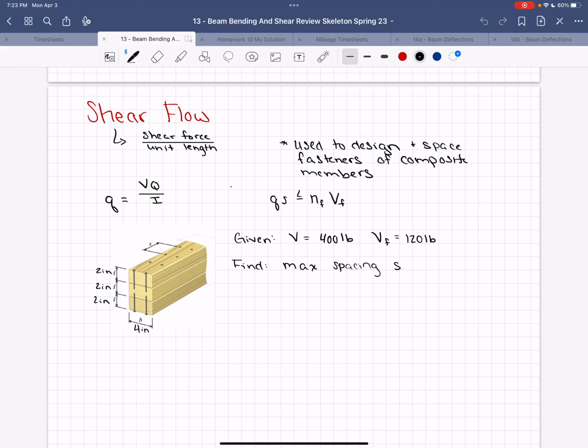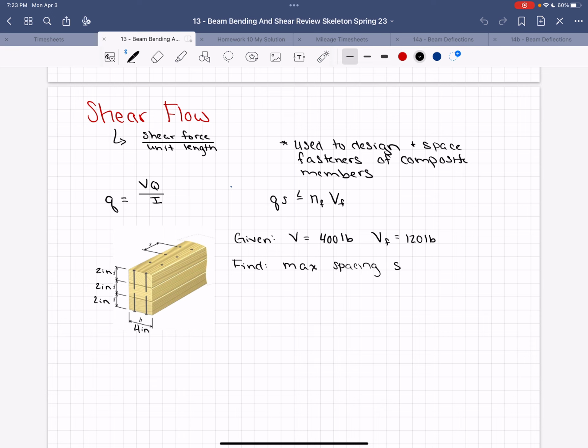Okay, so here's a shear flow example that I put in the beam bending and beam shear review notes. Shear flow is a shear force per unit length, and we use this to design and space fasteners of composite members. We have a couple equations. We have little q, which is shear flow.